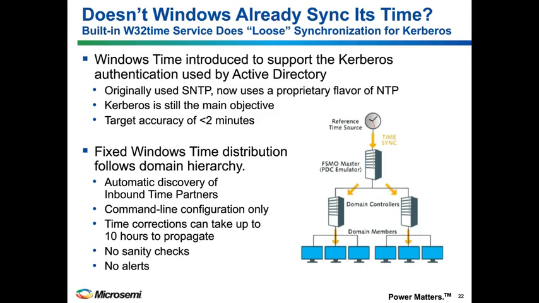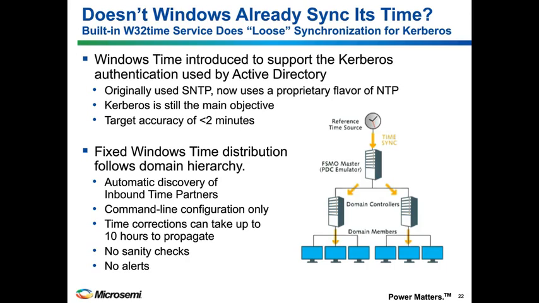There are some drawbacks to it. The Windows Time service is difficult to know whether it's operating correctly, and there are no built-in sanity checks to know if time has varied and you didn't want it to, using a wild time from some source, and there's no built-in alerting in that environment as well. So we address that, and if we'll go to the next slide, with our own product, Domain Time.